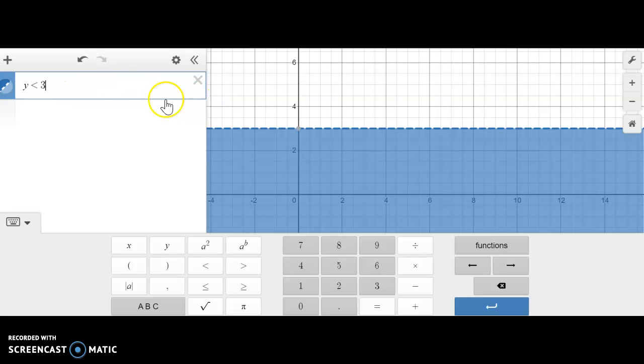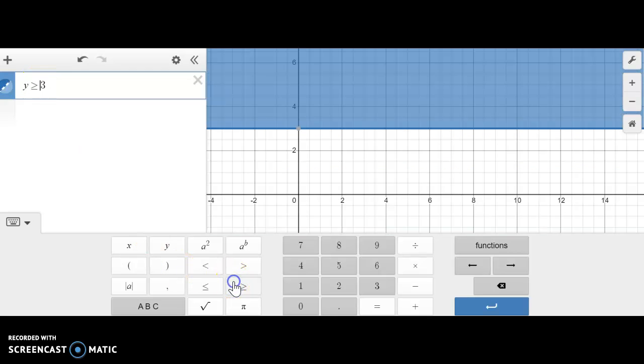You don't want to count 3. 3 is not less than 3. So you have to draw a dotted line because we're not counting 3 because it's not or equal to. But we do want all the numbers less than 3, so you shade everywhere below. So draw the line that's on 3, make sure it's dotted because it's not or equal to, and then shade below. And then just another random example.